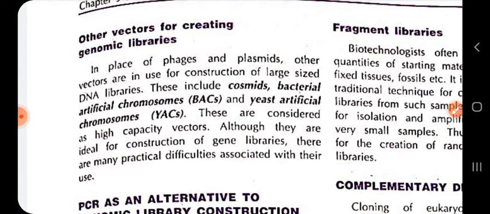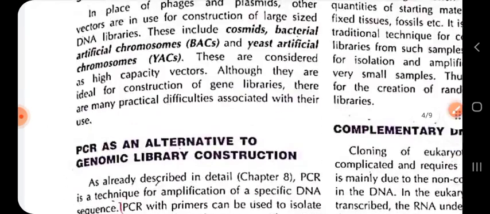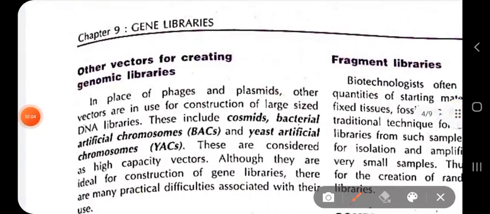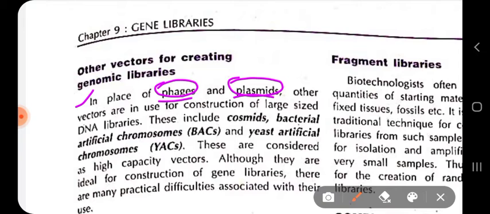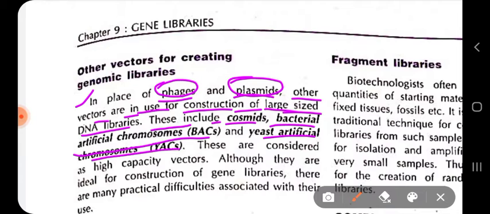So, the other vectors for gene library, in place of plasmids or bacteriophages. Using bacteriophage as a vector was actually done by Maniatis et al. Besides plasmids for creating gene libraries, other vectors are also there for construction of large size gene DNA libraries, and these include cosmids, bacterial artificial chromosomes, and yeast artificial chromosomes.